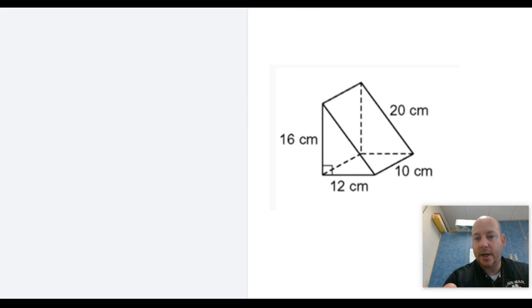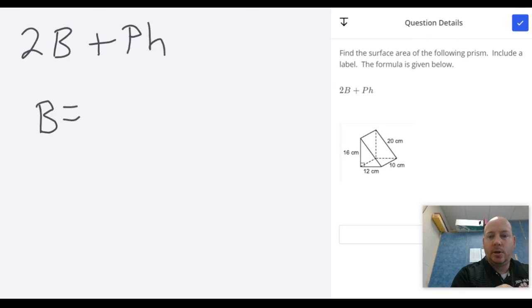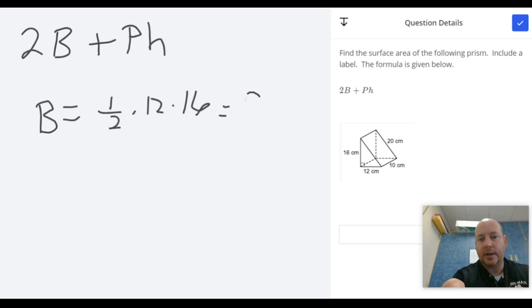Okay. So our base and our height are that right angle in the triangle. So 12 and 16 are our base and our height. So let's see, 1/2 times 12 times 16. And again, you can do 12 times 16 divided by 2. I'm just going to do half of 12 is 6. 6 times 16 is 96. Okay, so the area of your base is 96.